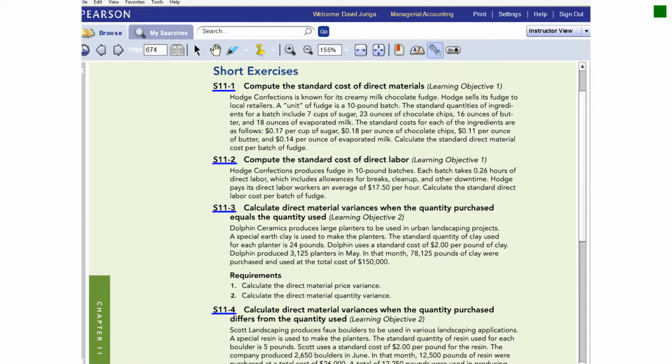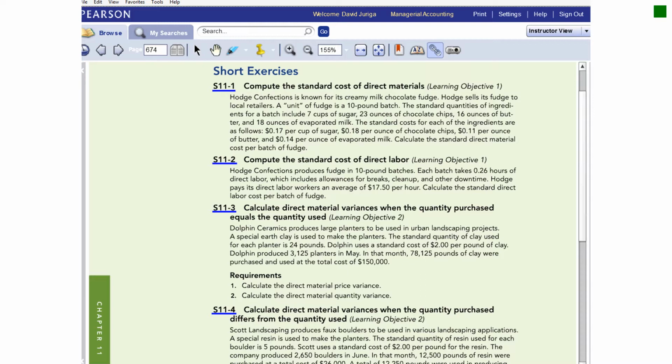Okay, so the first illustration we're going to walk you through is short exercise 11-1, and then we're going to look at 11-2 as well. Starting with 11-1, it's simply to state how to compute the standard cost of direct materials. And for this problem, we've got a company that's making milk chocolate fudge.